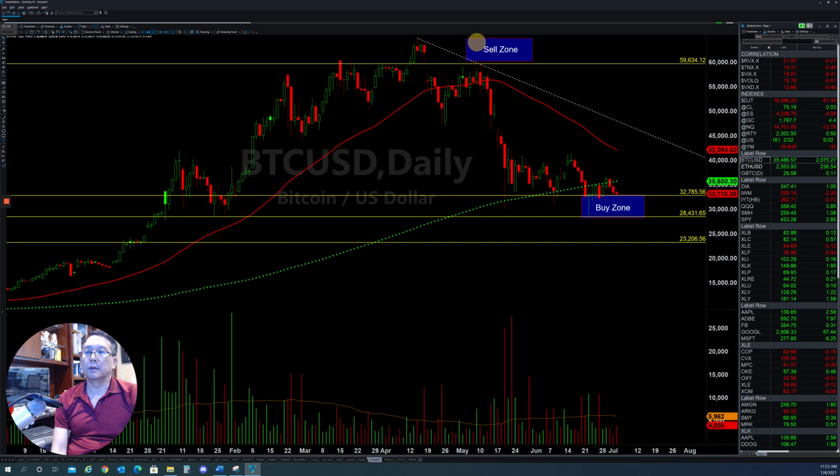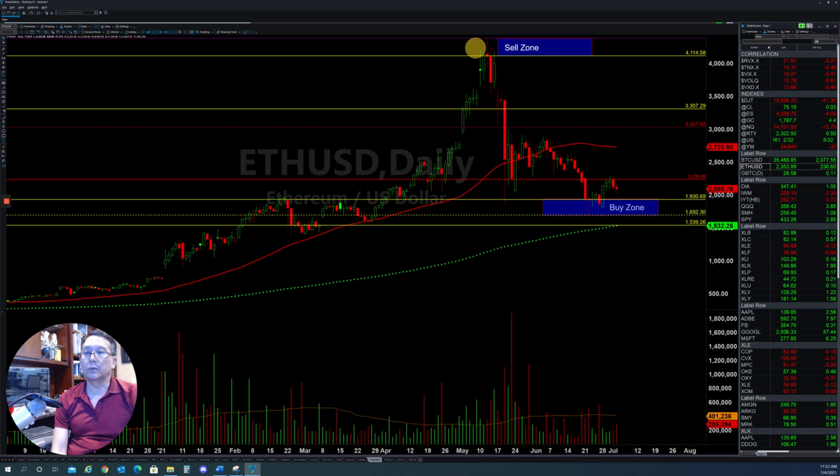If you look at Bitcoin, it already got into the buy zone, so they are trying to build momentum and looking forward to moving back to the upside. As well as Ethereum, Ethereum also found support at the buy zone. Now they're looking forward to moving back to the upside right now.